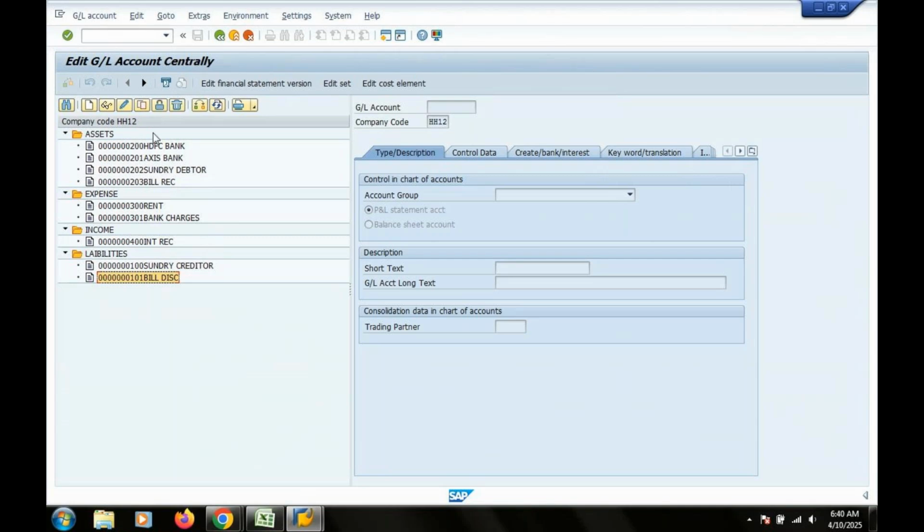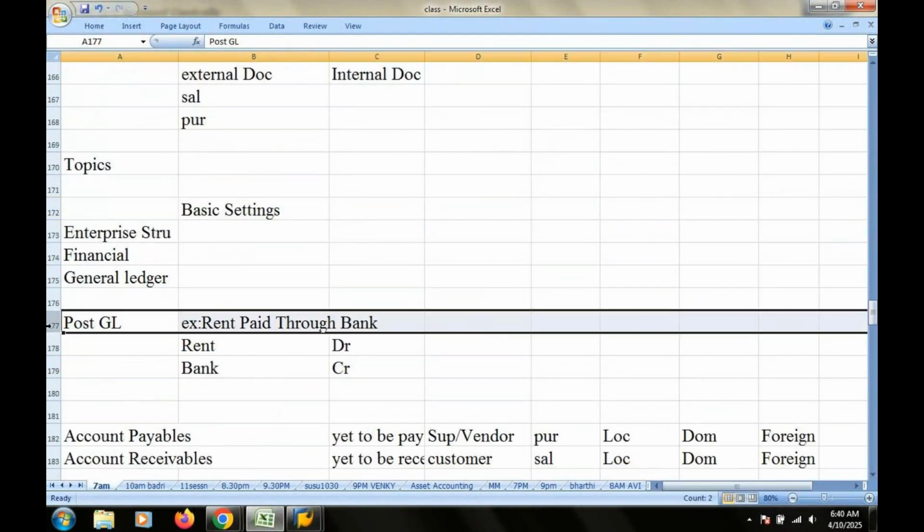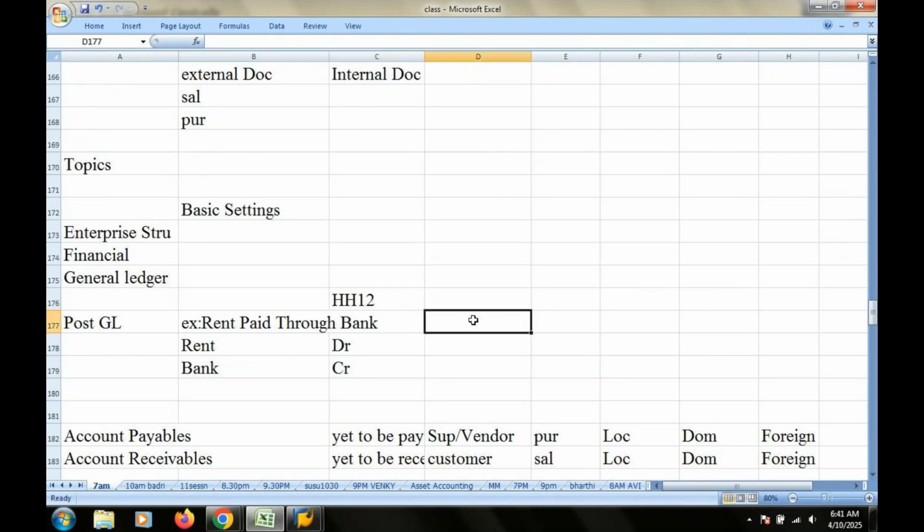So this HH12 company code, how it is working, if you want to see here, what is the example I was taken, let's post one entry. Then we can easily understand the server, how it is reacting. So rent paid through bank, rent account debit, bank account credit. So this entry, I can post one of the company code, that is HH12 as example I am taking. Like we have a T code for this, F-02, for post of the GL entry. So as example purpose, I am posting this entry. Now we can see the entry, how it is posted in this ECC server.